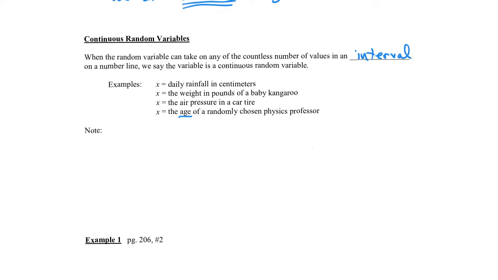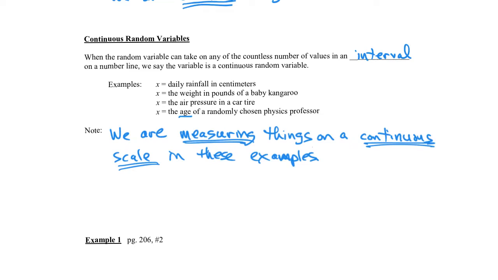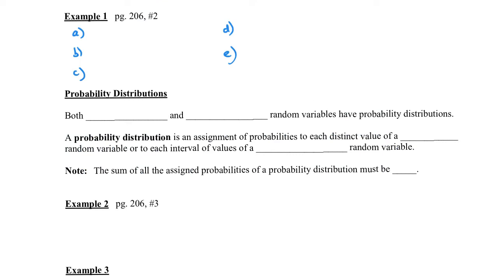And the note here is we are measuring things on a continuous scale in these examples. So that's the difference between discrete random variables and continuous random variables. So for our first example, on page 206, problem number 2, in the section 5.1 homework, they want us to determine which of the following are continuous variables and which are discrete variables. So take a second and look at that, and let's see what you come up with.